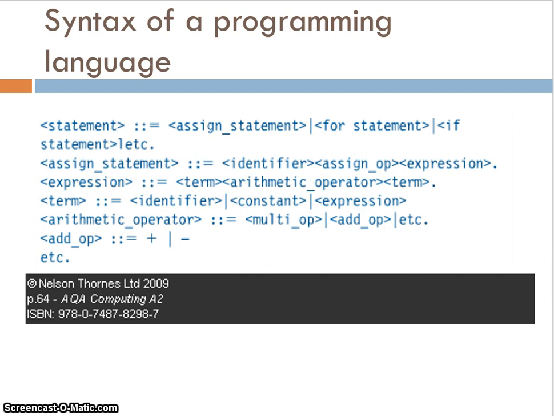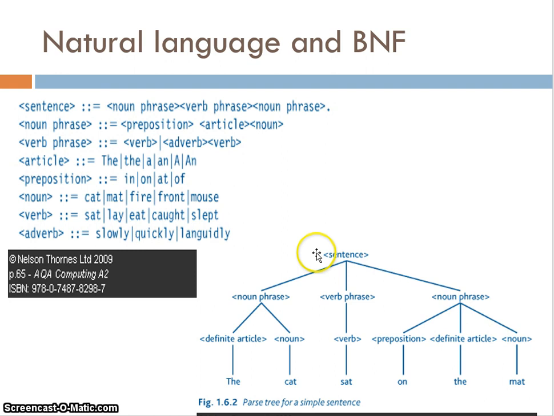We can use BNF for natural language. A sentence consists of a noun phrase followed by a verb phrase followed by a noun phrase, where a noun phrase may be a preposition followed by an article followed by a noun. Adverb: slowly, quickly, languidly. Verb: sat, lay, eat, caught, slept. Noun: cat, mat, fire, front, mouse. So if we're looking at a valid sentence, we've got a preposition, an article, and a noun. So we've got the noun phrase, and we can put that together to create a sentence. The cat sat on the mat.